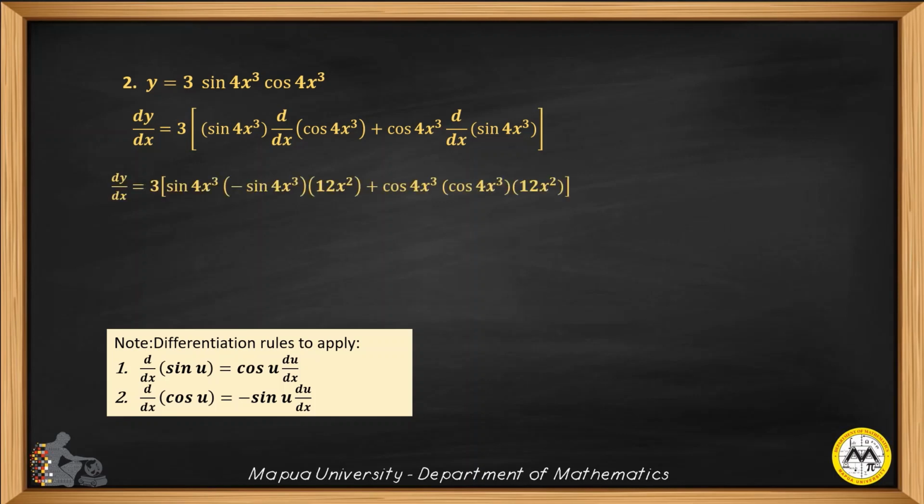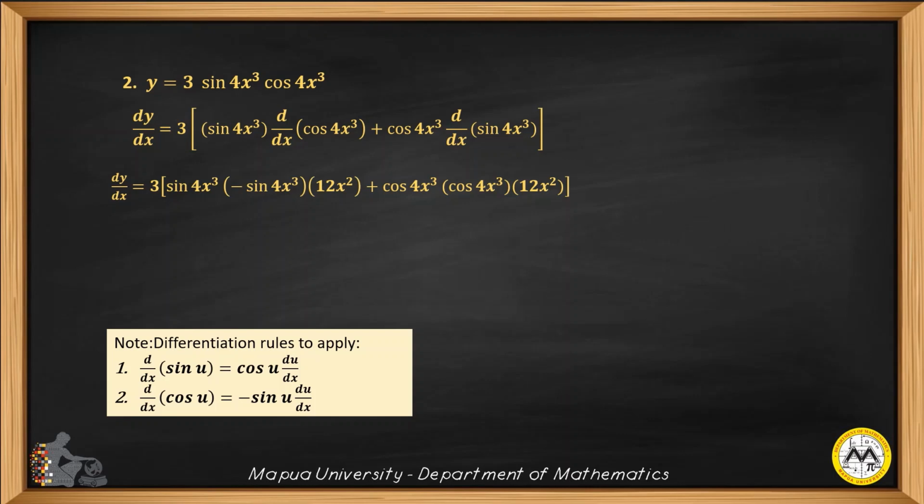So applying this, dy/dx would just be given by 3 times the quantity: sine of 4x cubed times the derivative of cosine 4x cubed, given by negative sine of 4x cubed times the derivative of 4x cubed, which is 12x squared, plus the product of cosine 4x cubed with the derivative of sine 4x cubed, as given by cosine of 4x cubed times 12x squared.